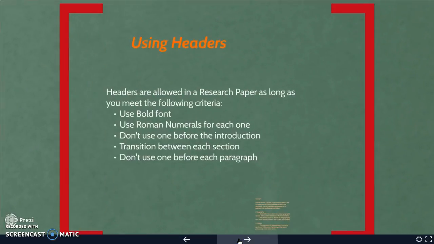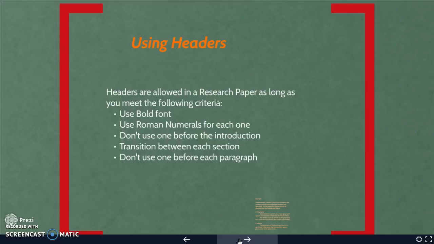I'm going to talk about 2 things that I want you to really remember for writing the middle of your essay. They will enhance your essay if used correctly, but can really detract if used incorrectly. So the first one is using headers. Headers are allowed in your research paper as long as they meet the criteria listed on the screen.